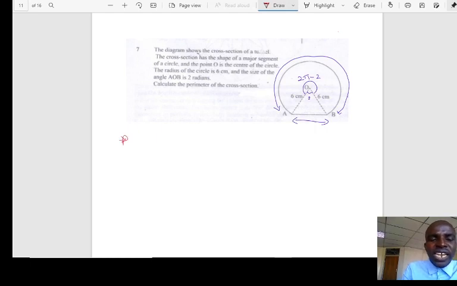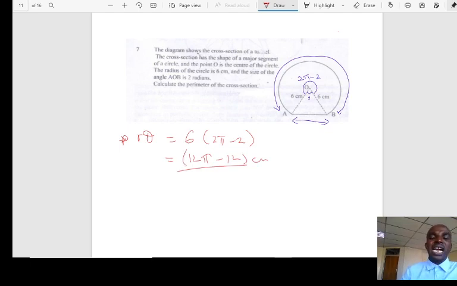The length of an arc is r theta. Our radius is 6, and theta is 2 pi minus 2, like this. Then it will be 12 pi, if we remove the brackets, minus 12. These are centimeters. This one is the length of the major arc.